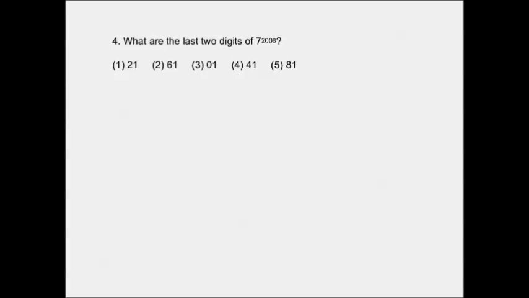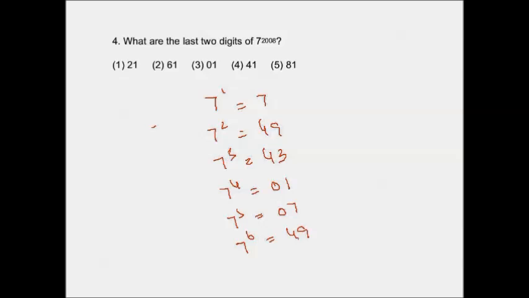What are the last 2 digits of 7 to the power 2008? 7 to the power 1 is 7. 7 squared is 49. 7 cubed is 343; if I just look at the last 2 digits, they are 43. 7 to the power 4 is 2401. And just because of this 01, you again get 07 in 7 to the power 5. 7 to the power 6 would be again 49. 7 to the power 7 will be again 43. 7 to the power 8 will again give you 01.